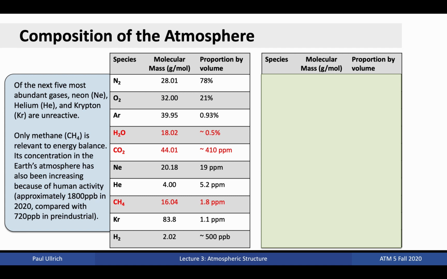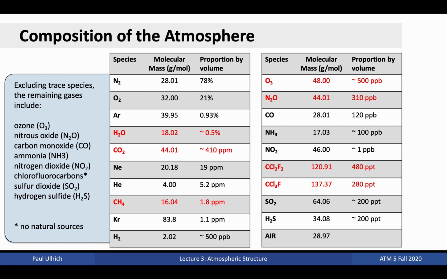Going back to the composition of the atmosphere, the next 5 most abundant gases are neon, helium, methane, krypton, and hydrogen gas. Of these, neon, helium, and krypton are noble gases and largely unreactive. Only methane is relevant to global energy balance and is again connected with human activity. Its present-day concentration is around 1,800 parts per billion, compared with about 720 parts per billion in the pre-industrial period.